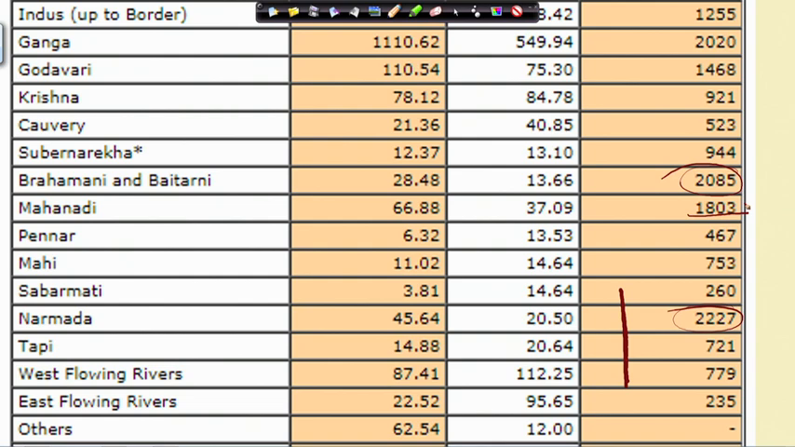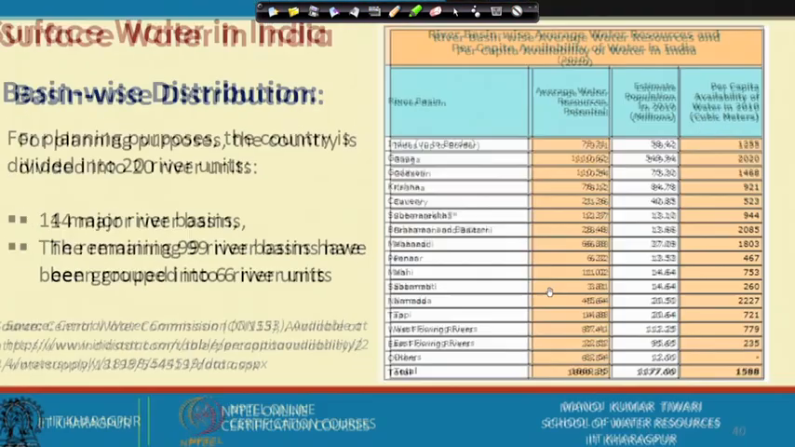However, at the same time, if you see the critical ones, there are rivers like Sabarmati with very low water availability, 260. Okay. Similarly, there is Pennar, which is a little over 450. Then there is Kaveri, with 523. So, there is a huge variation, a huge gap in the water availability of these rivers.